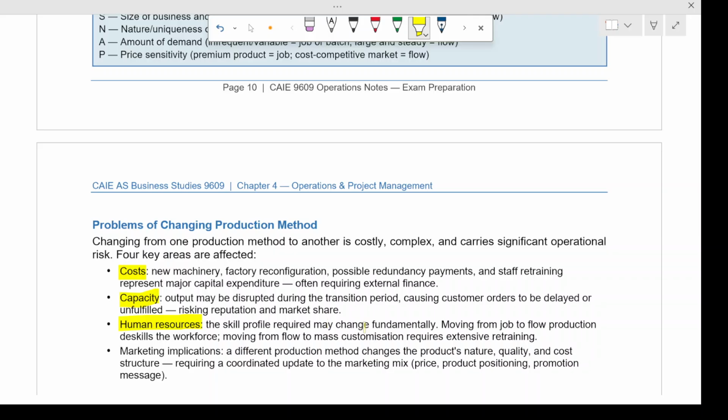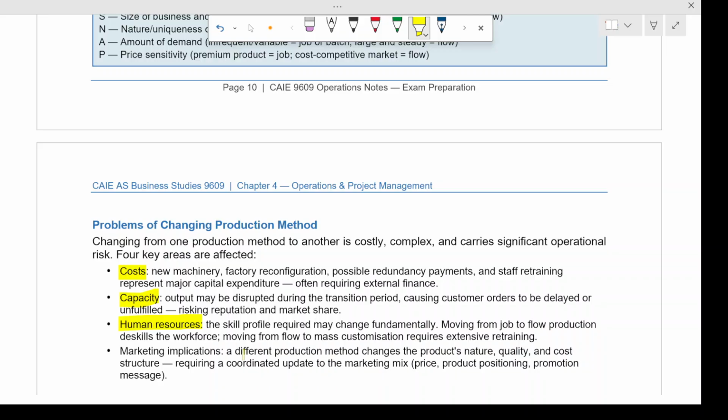The skill profile required may change fundamentally. Moving from job to flow production de-skills the workforce. How does it de-skill the workforce? For one, if you are moving from job to flow, this means that you are going from handcrafted items to, just for the sake of example, automated items that are made by automation. So there isn't a lot of skill involved in all that.